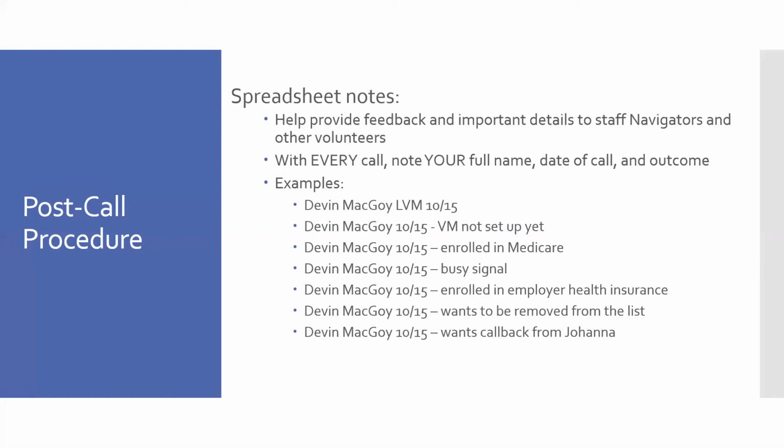Feel free to include more detail than what's listed here if you think that it's pertinent. There's no limit on the amount of information you can provide, but this is just a concise, short form version of the information that would be helpful and that we would need in order to go back through the callback list and know which ones need to be called back, and which individuals, the busy signals and things like that, need to be removed from the callback list. So these are just examples.